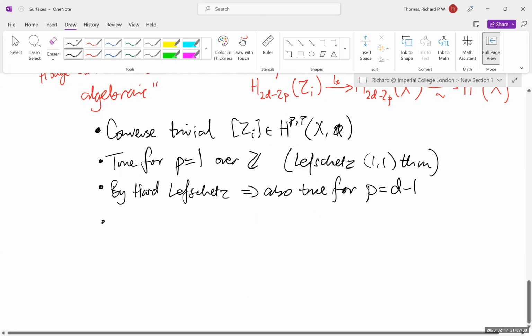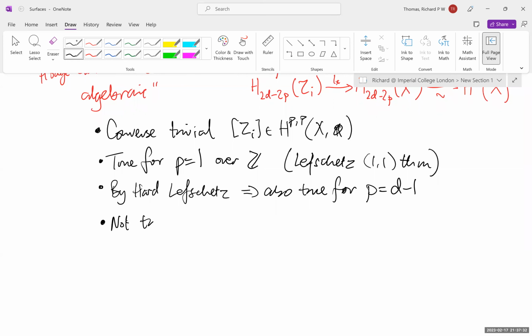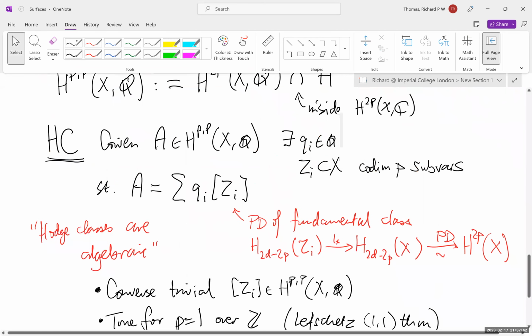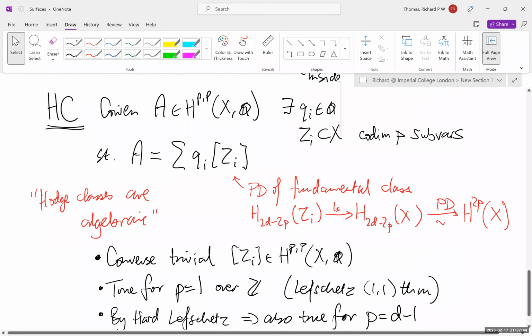And it's not true over Z in general, so you have to use Q. Any questions about this? Is everyone happy with the Hodge conjecture, or should I spend more time on it? Yeah, I think that's okay.